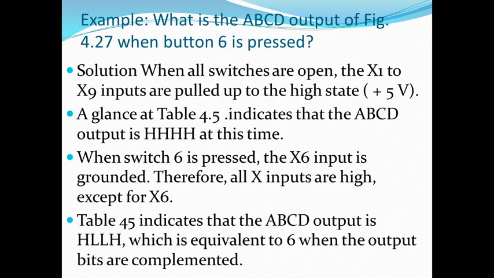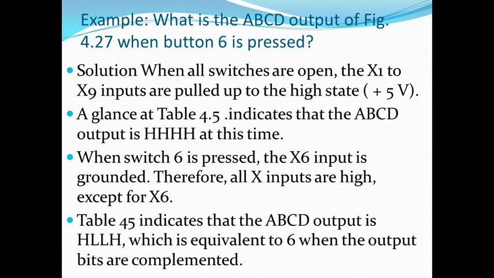Now you understand this example and the figure. Now there are certain questions you can understand here. Solution: when all switches are open, that means the x1 to x9 inputs are pulled up to the high state, plus 5 volt. A glance at table 4.5 indicates that the ABCD output is HHHH at that time. That is what the truth table shows.